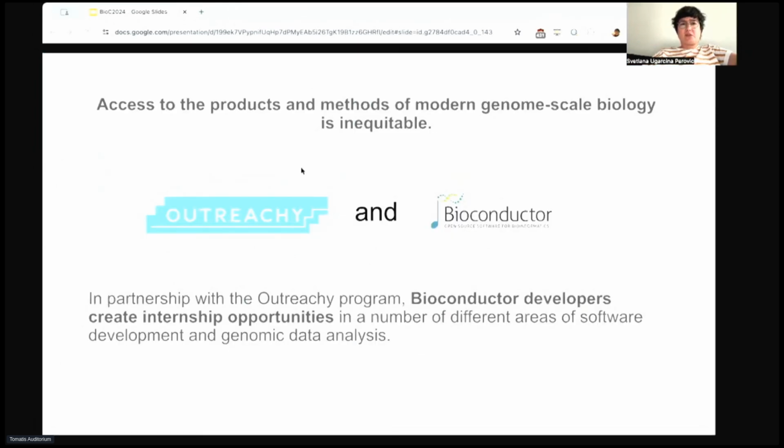There is a critical issue in our field, the inequitable access to modern genome scale biology tools and methods. To address this, we have partnered with Outreachy, and they are providing internships to underrepresented groups in tech. Together, we are creating internship opportunities in software development and genomic data analysis. This collaboration aims to open doors for talented individuals who might otherwise be excluded from these cutting-edge fields.